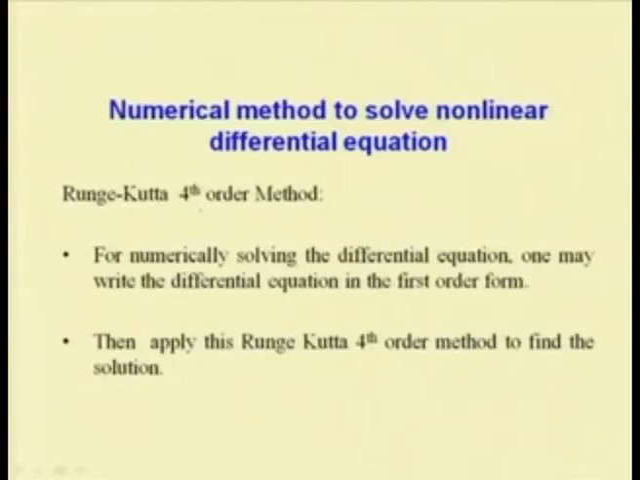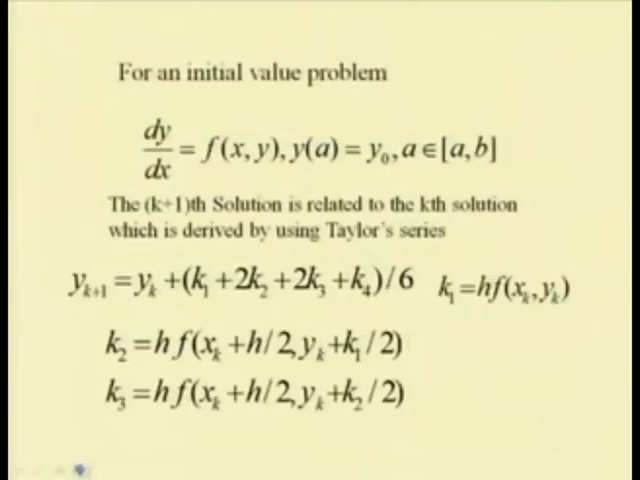In case of the Runge-Kutta method, one can solve the initial value problem dy by dx equal to f x y, where y a equal to y 0 and x lies within a and b. While solving this equation, it has 4 steps. One can find the k plus 1th solution as a function of the kth solution as follows.